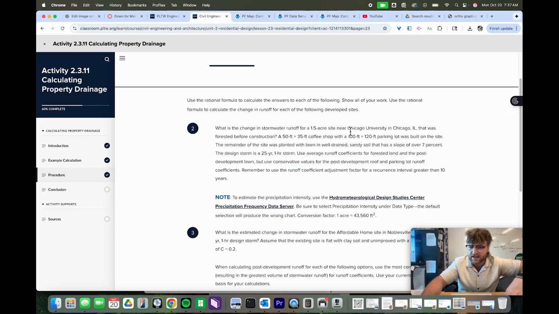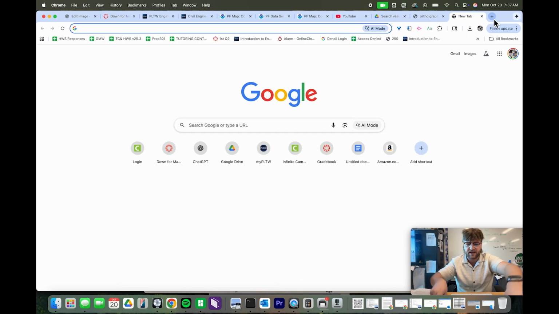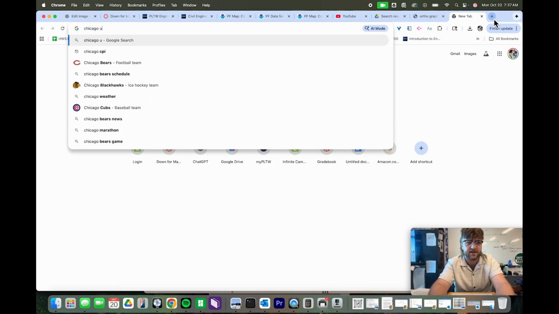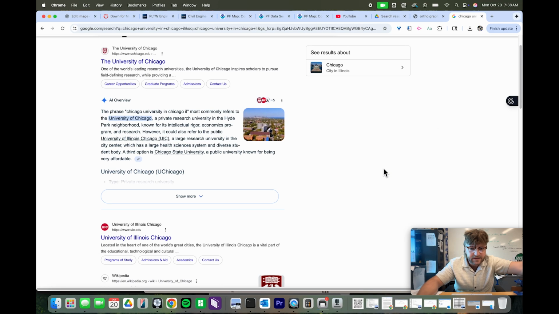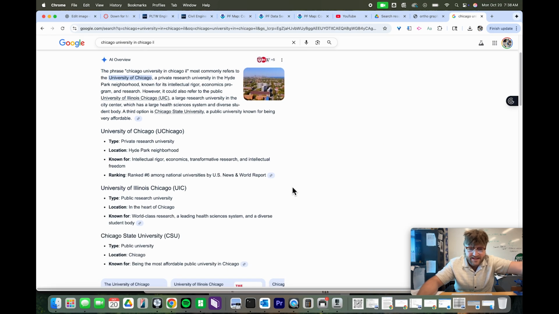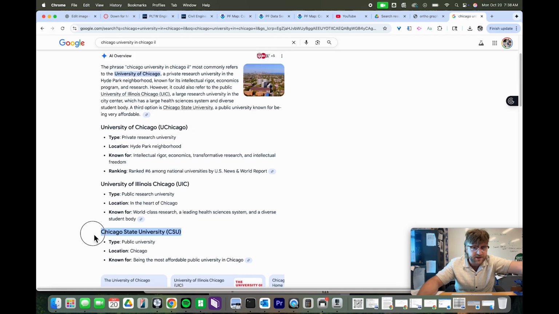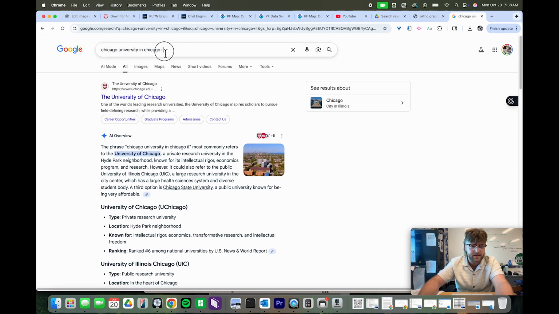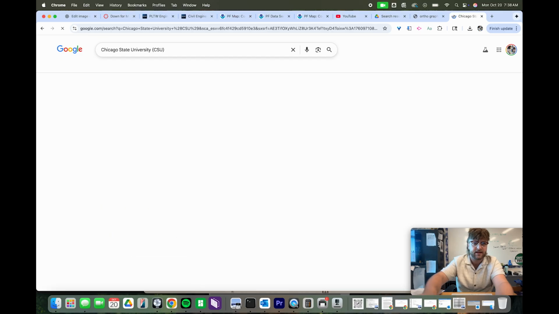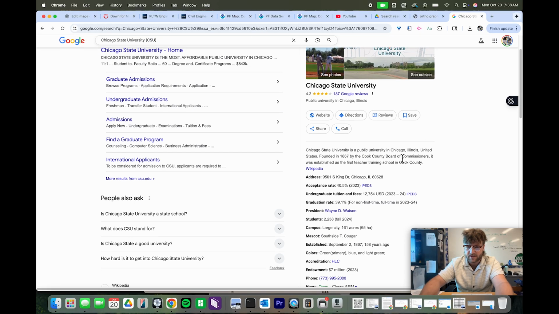And so we're near Chicago University in Chicago. So let's type this in, Chicago University in Chicago. Let's see where this is. This might be fictitious. University of Chicago State. Let's end up using this location. Want to end up typing this in. And so let's see where this guy is located.